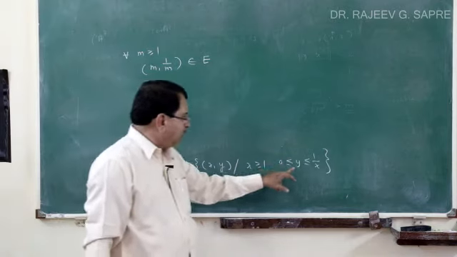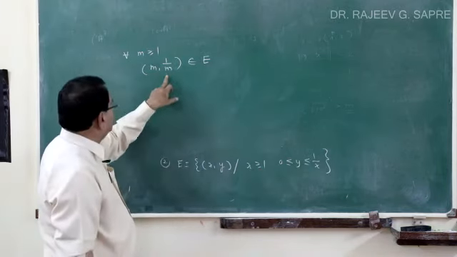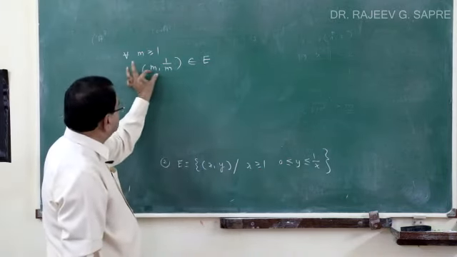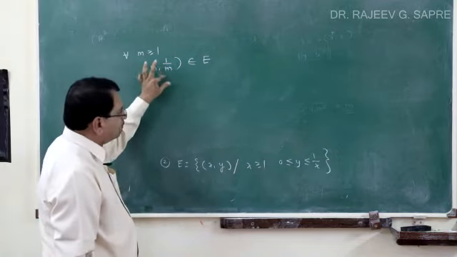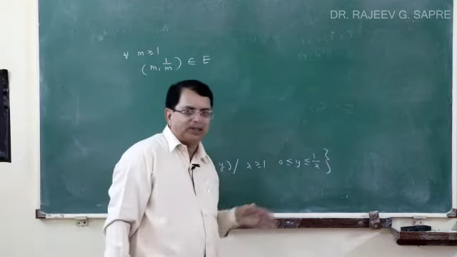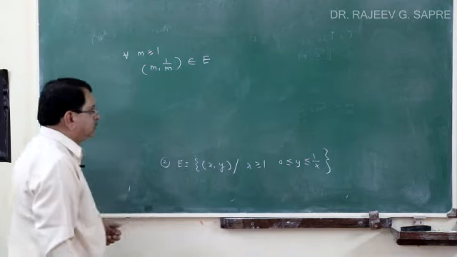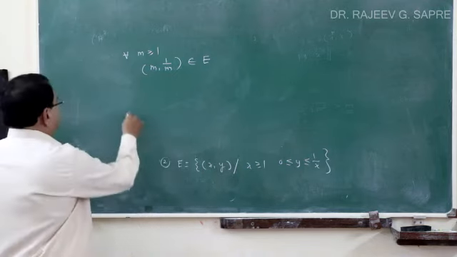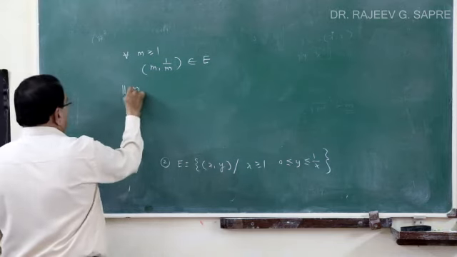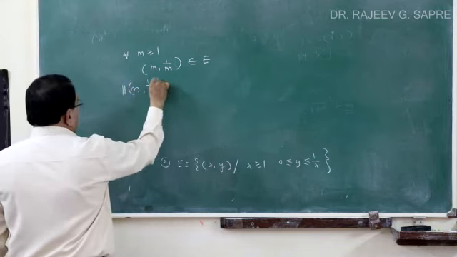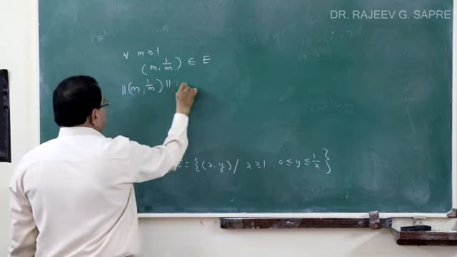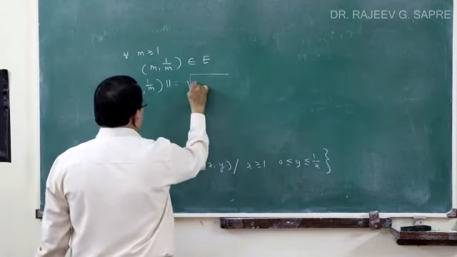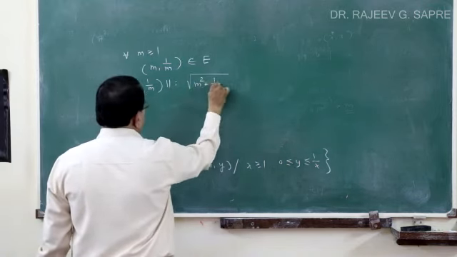And what is y? y we have taken as 1/m. That means when x is m, y is 1/m. So y is equal to 1/x. That condition is also satisfied. Okay. Now, if you consider the norm of (m, 1/m), then what is that? It is equal to the root of m squared plus 1/m squared.